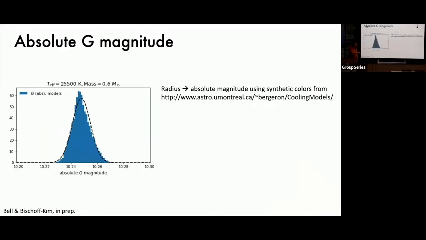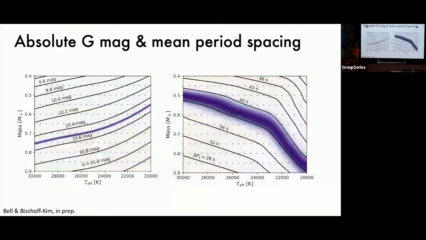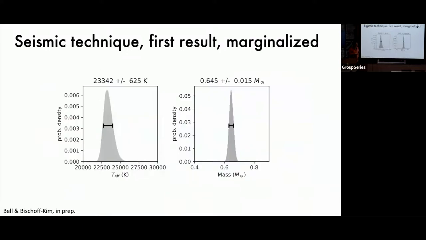of these parameters. Each of these points has a different distribution of absolute G-band magnitudes and mean period spacings, and we calculate. It's basically how many sigma away it is in each of these dimensions, converted to a likelihood.